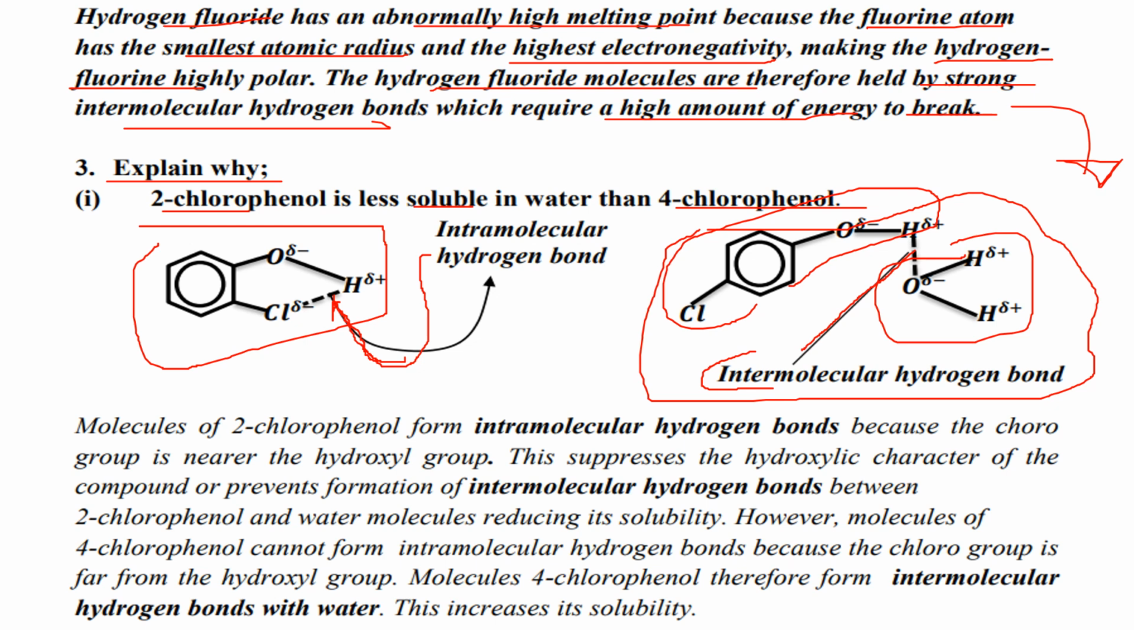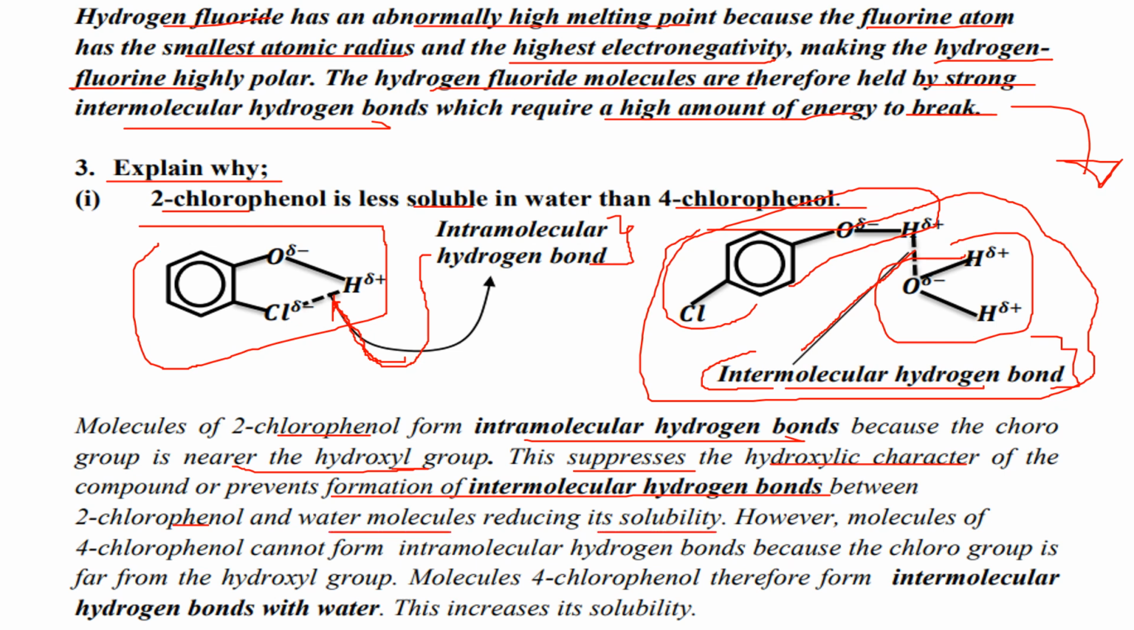So the explanation is going to be as brief as follows. This is going to vary according to the strength of the intramolecular hydrogen bonds and also the intermolecular hydrogen bonds. But usually, intermolecular hydrogen bonds are stronger than intramolecular hydrogen bonds. So you're going to say that molecules of 2-chlorophenol form intramolecular hydrogen bonds, because the chloro group is near the hydroxyl group. This suppresses the hydroxylic character of the compound, which prevents formation of intermolecular hydrogen bonds between 2-chlorophenol and the water molecules, reducing its solubility.